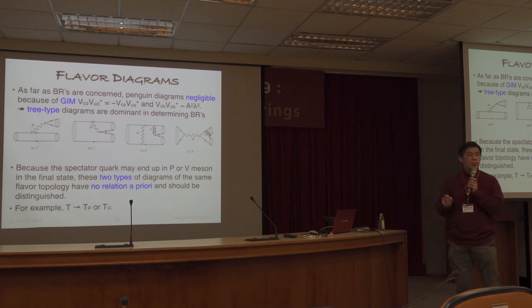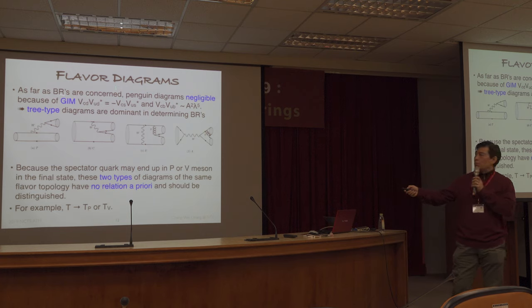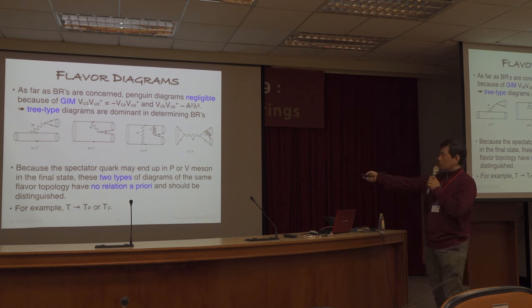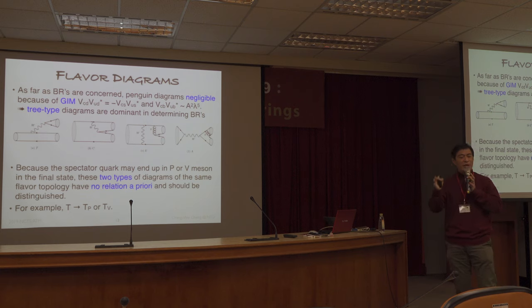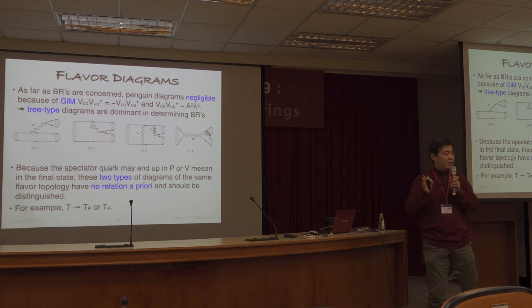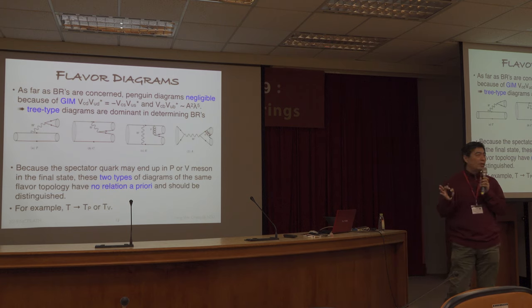But as far as the branching ratio is concerned, because of the GIM mechanism, as I said, these two combinations are almost the same. I mean, the magnitudes are the same, but they are opposite in sign. And also, this combination is very small in comparison. So as far as the branching ratio is concerned, you can ignore the penguin, the loop diagram contributions. And so most of them, just the branching ratio part, can be explained by just considering the tree-type diagrams.